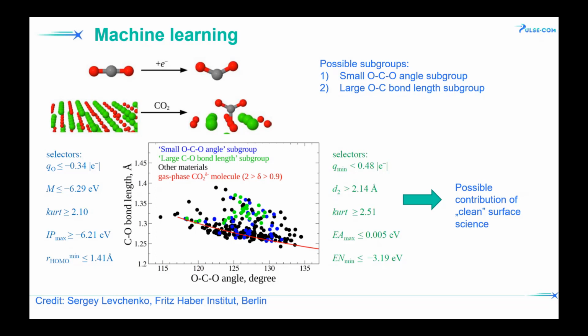But this way you are narrowing down by some quantities that they call selectors, but it's interchangeable, selectors and descriptors. So they set a large number of descriptors for the small OCO angle group on the left side, and on the right side they selected some quantities that qualified the material to be in the large bond length group. There's of course also the possible contribution of clean surface science. If you do an experiment in ultra high vacuum, very selective, introducing a specific number of molecules onto the surface, you can actually measure some of these quantities. Some of them are very hard to measure and very easy to calculate, because you can do anything on the computer. You can just set any system you would like. So this is what they got from applying the machine learning scheme, which saved very much computational time.